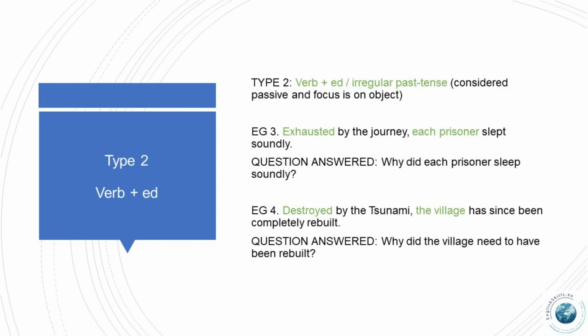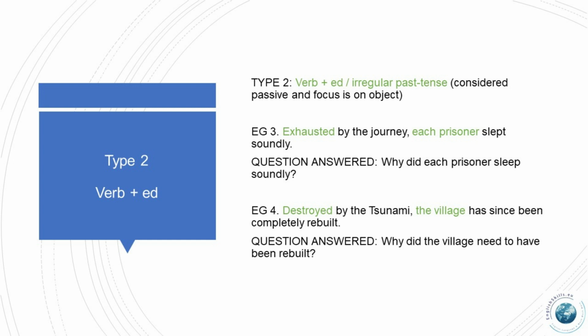Okay, type 2. Verb plus ed, or the irregular verb form of the past tense, is considered passive, okay, in this particular setup. Example 3. Exhausted by the journey. Immediately we say, who was exhausted by the journey? Answer, each prisoner. So when you're writing this type of introductory clause, again, put a comma, put the correct subject afterwards. Who received the verb, if you think about it in terms of object or subject.